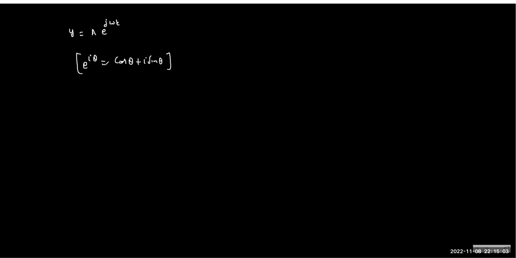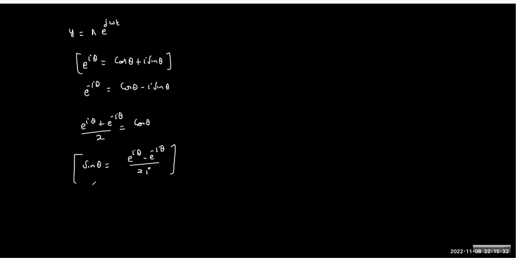And e power minus i theta is cos theta minus i sin theta. So e power i theta plus e power minus i theta by 2 will be how much? So basically, every cosine function or sine function, you can write in terms of exponential.